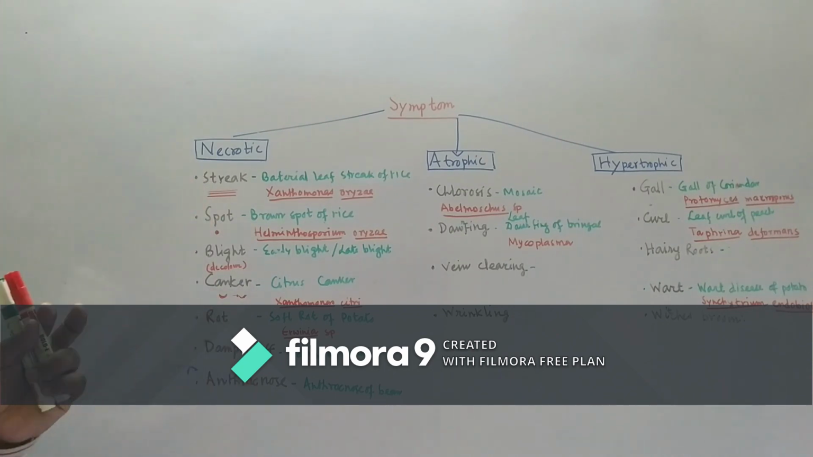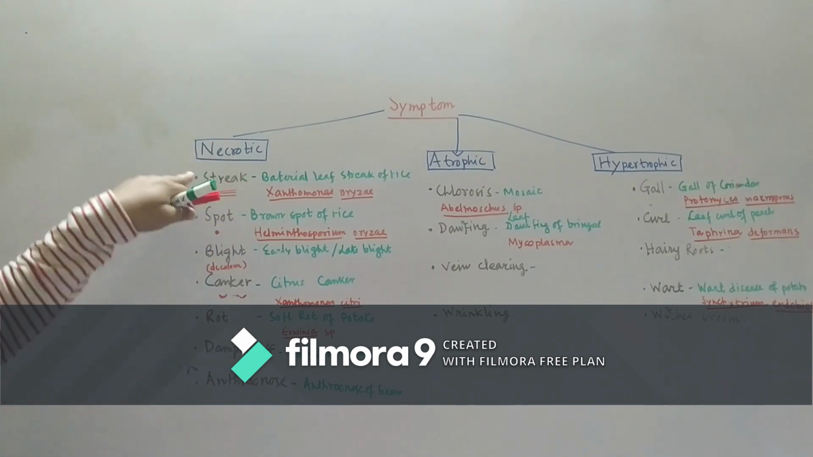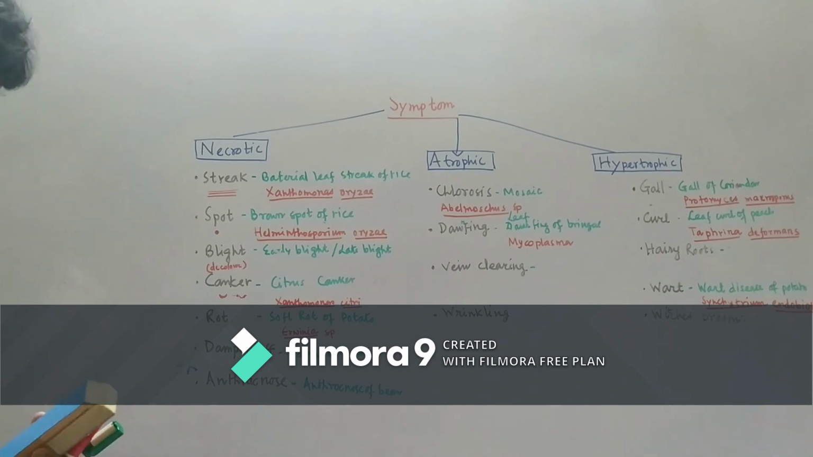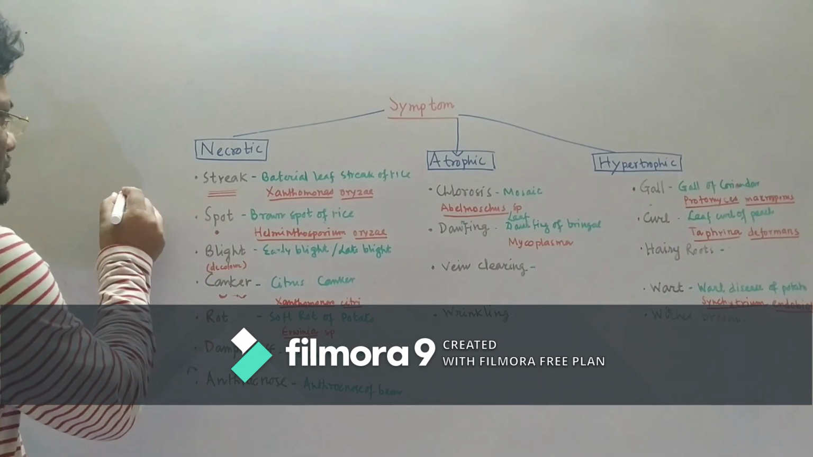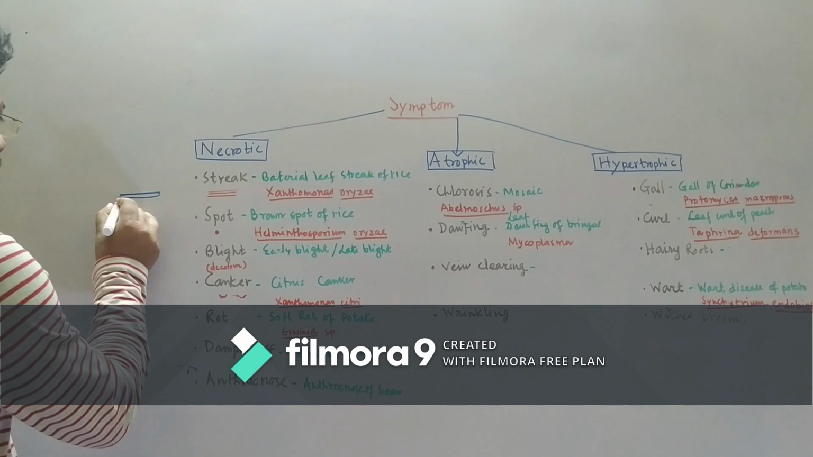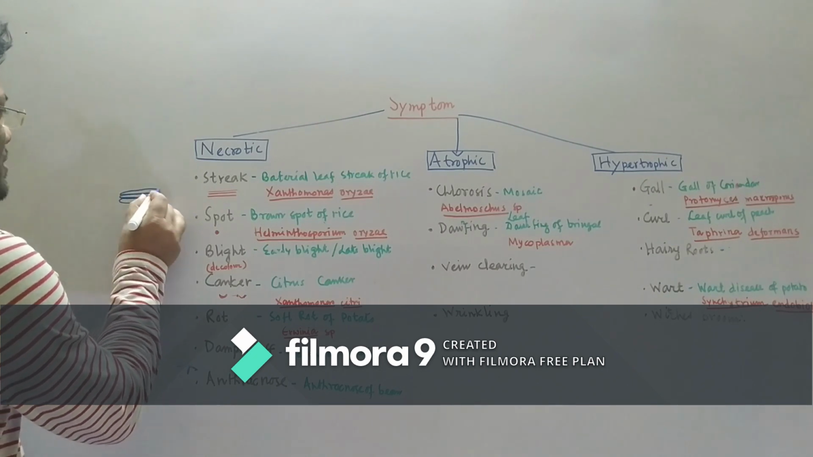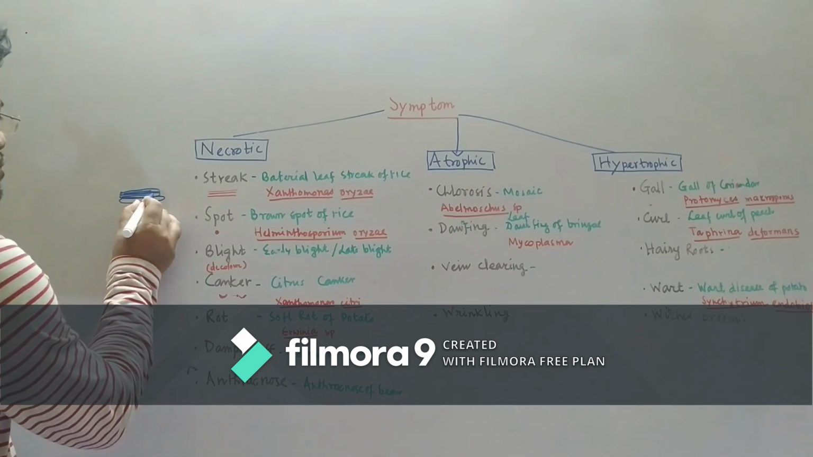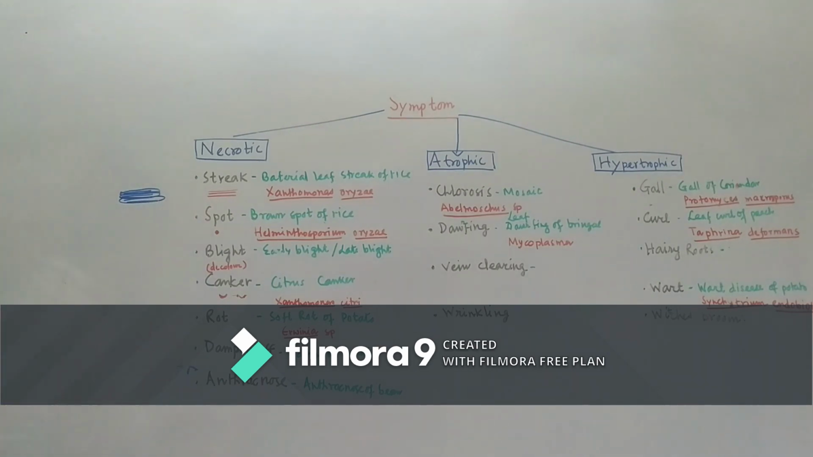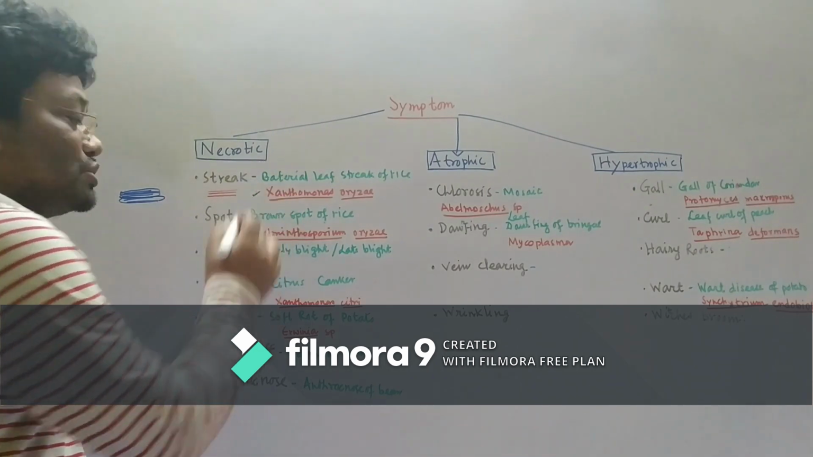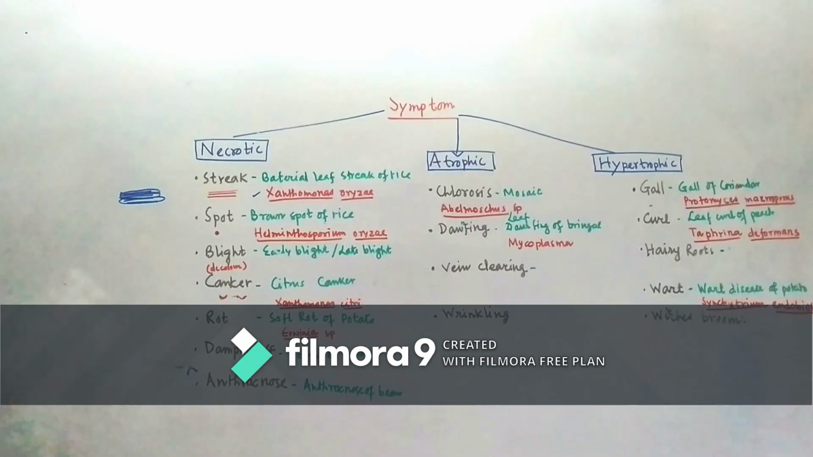The first one is streak. Streak is an elongated appearance of damaged tissue present in the plant leaf or stem. This is bacterial leaf streak of rice, caused by Xanthomonas oryzae.